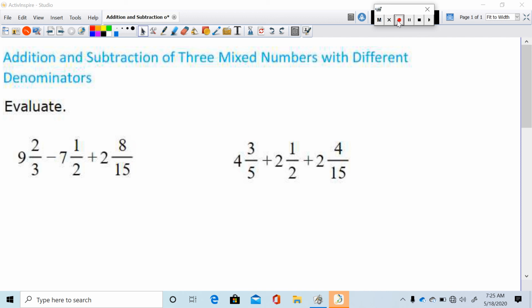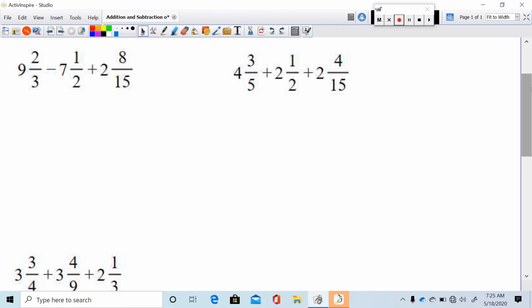Okay, in order to evaluate with mixed numbers, if I have more than 2, I need to find common denominators. I'm going to write these out vertically so that I can work with them. However, I'm going to split them up, and here's what I mean. 9 and 2/3, I'm going to make a part where I have whole numbers and fractions. 9 and 2/3 minus 7 and 1/2 plus 2 and 8/15.